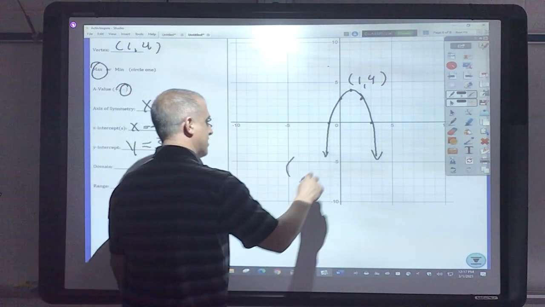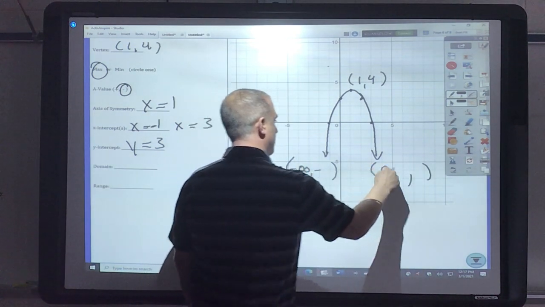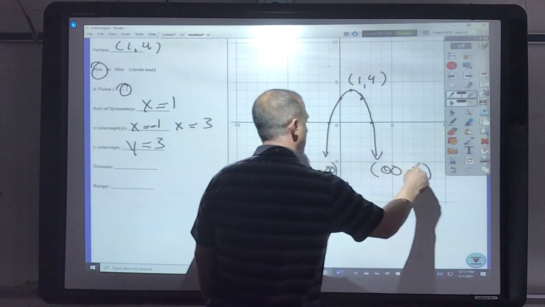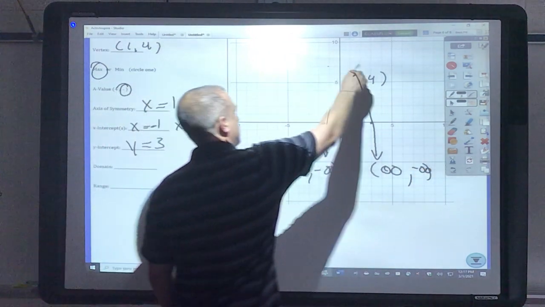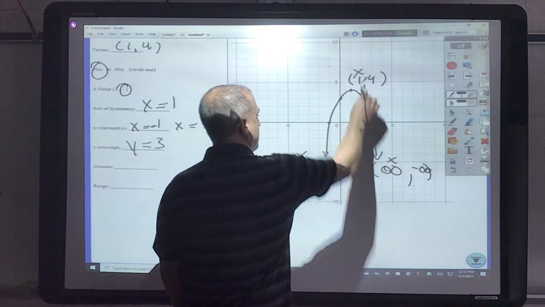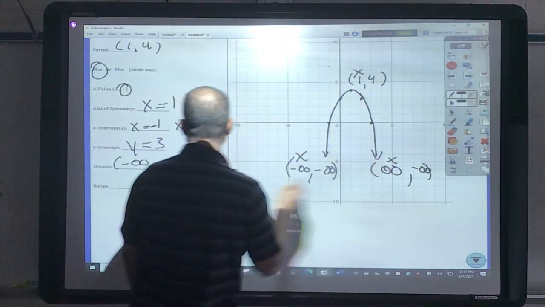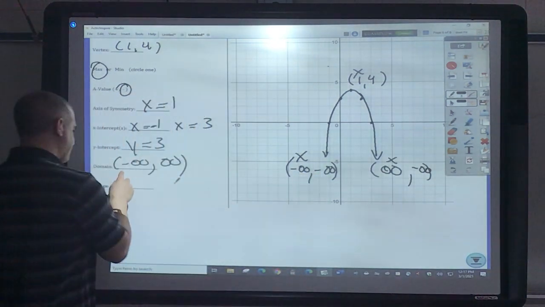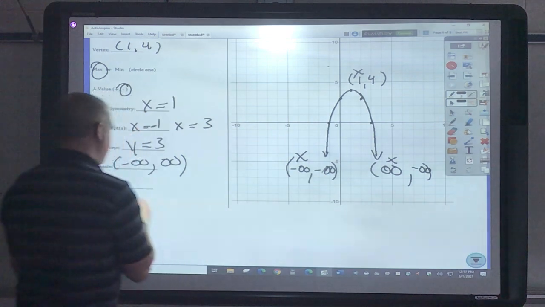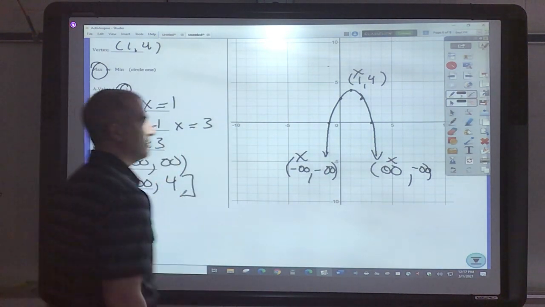All right, my domain. Left, right. Both arrows are going down. So my smallest x value, x, x, and x, negative infinity, 1, and infinity, would be negative infinity. Biggest would be positive infinity. My range, my smallest y value would be negative infinity, my biggest y value would be 4.